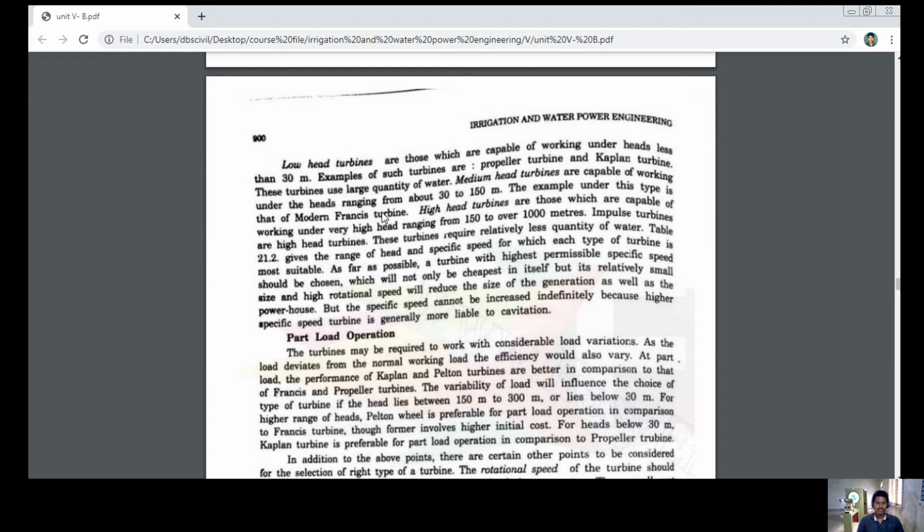As shown in the figure given above, Figure 21.2 gives the range of head and specific speed for which each type of turbine is mostly suitable. As far as possible, the turbine with the highest permissible specific speed should be chosen, which will not only be cheapest in itself, but its relatively small size and high rotational speed will reduce the size of the generator as well as the powerhouse. But the specific speed cannot be increased indefinitely because a higher specific speed turbine is generally more liable to cavitation.